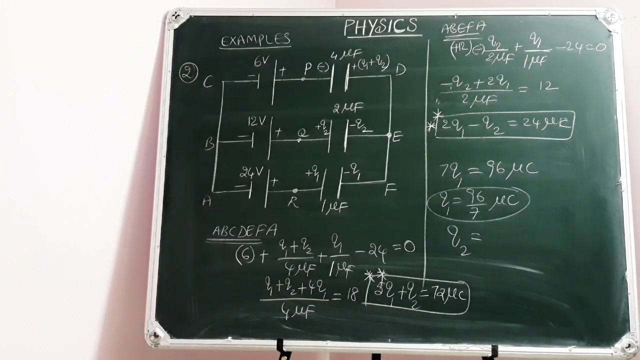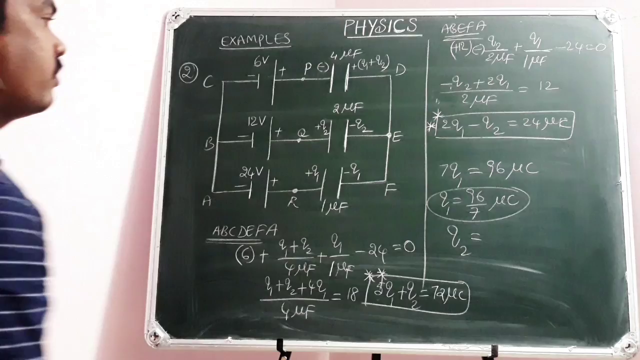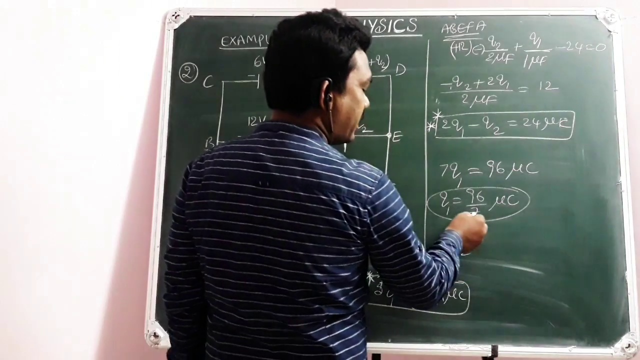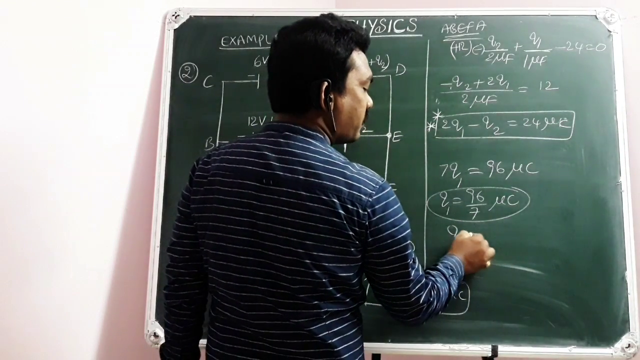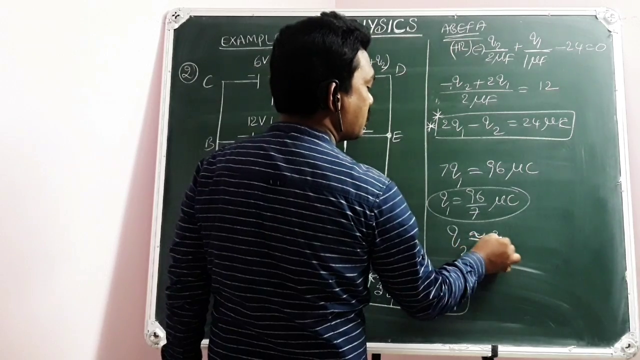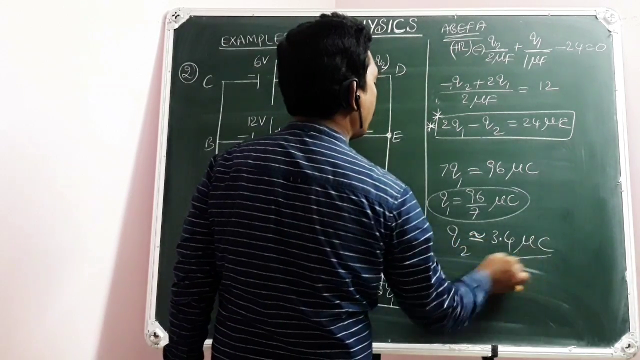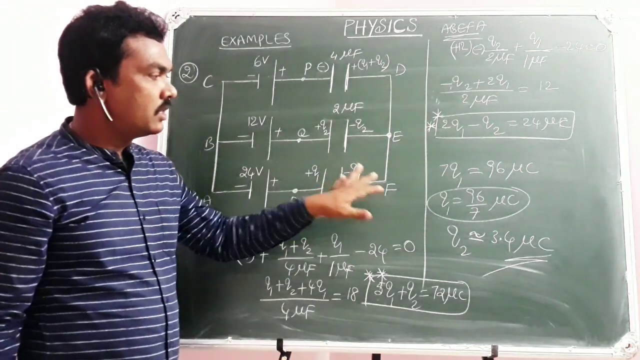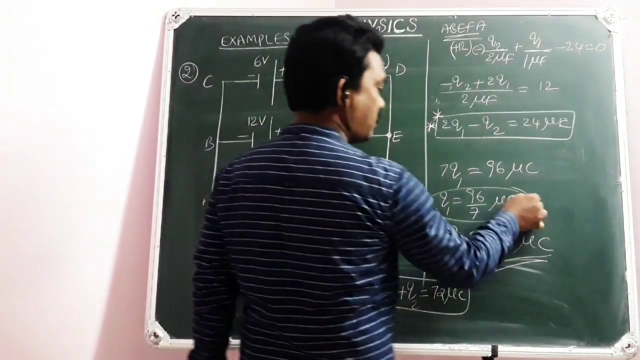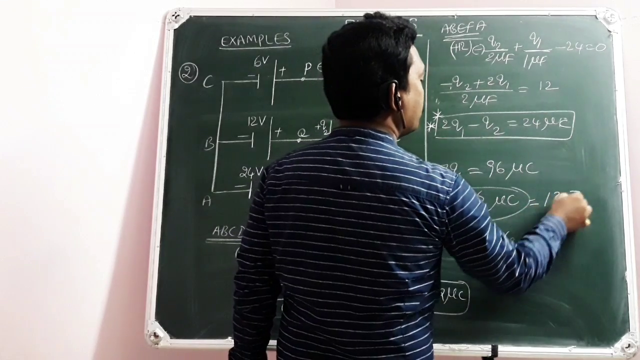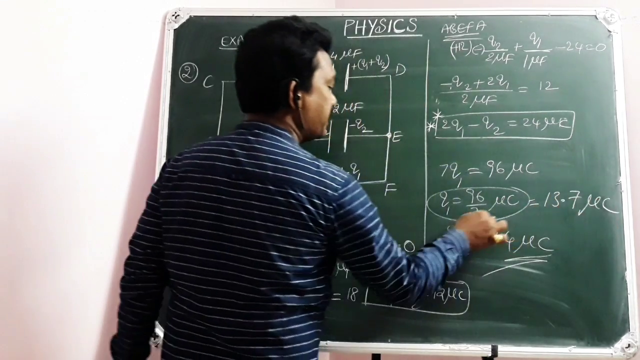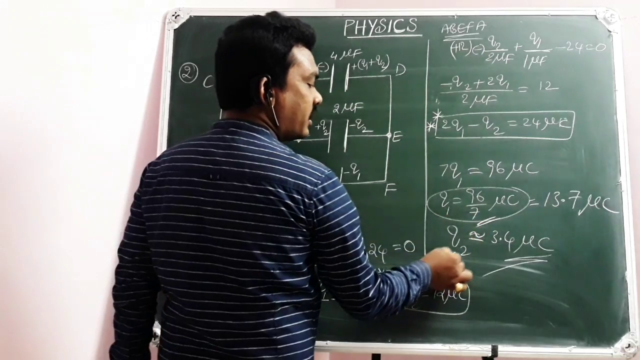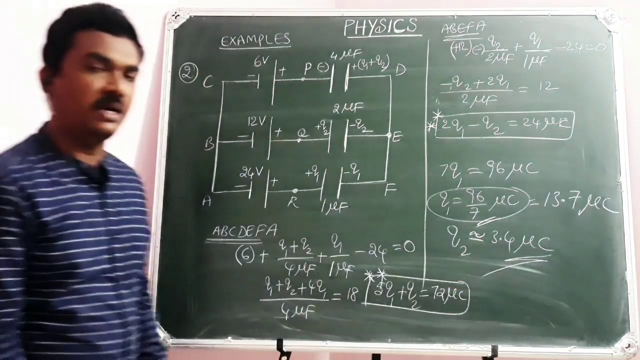It is approximately, one is 13.7, the other is approximately 3.4 microcoulomb. Substitute here, you will get it. So this is 13.7 approximately. Approximate values I am telling. Of course, the fraction 96 by 7 is accurate. You can try even for Q2 also, do the calculation part.